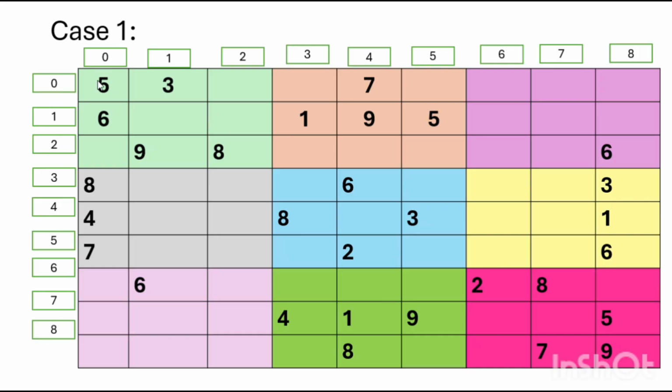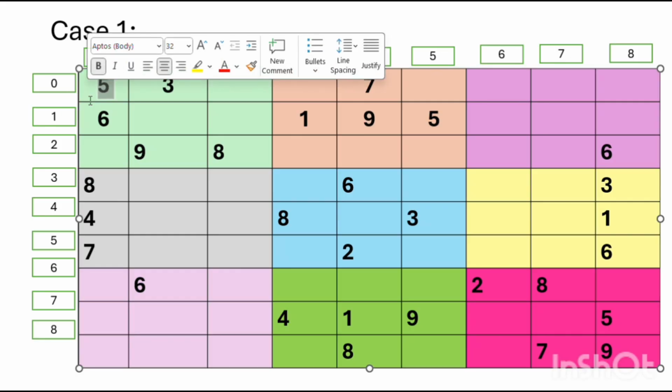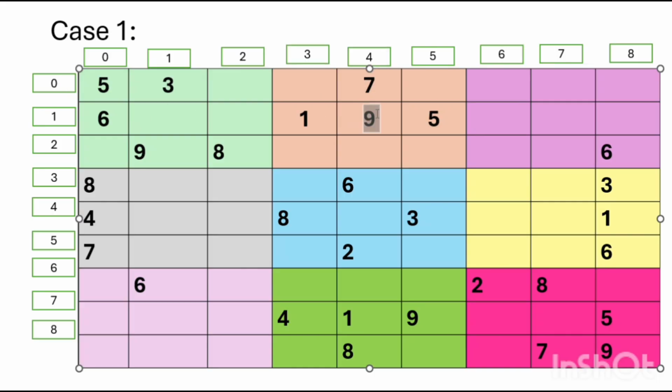2 3 4 5. So this element 5 is present in cell 0 0, which is represented by row and column. Similarly, this 9 is represented by 1 and 4, where 1 is the row and 4 is the column. So we need to check whether all the cells are satisfying those three conditions. If any of the cells is not satisfying that condition, then it is not valid, so we have to return false.